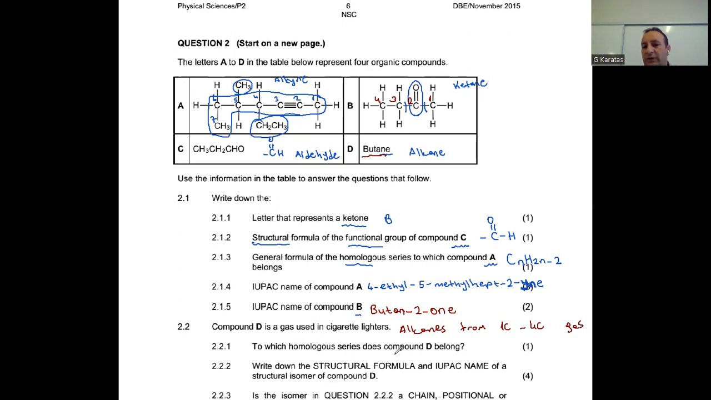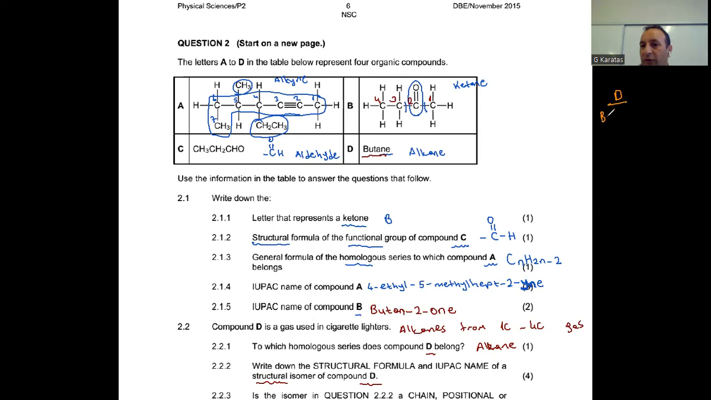To which homologous series does compound D belong? D belongs to the alkane homologous series, the alkane family. Write down the structural formula and IUPAC name of a structural isomer for compound D. Okay, here we go. Let me start with compound D first.